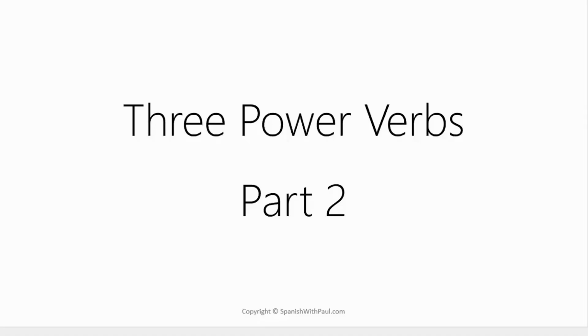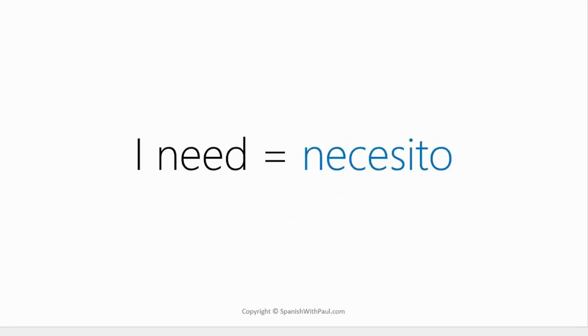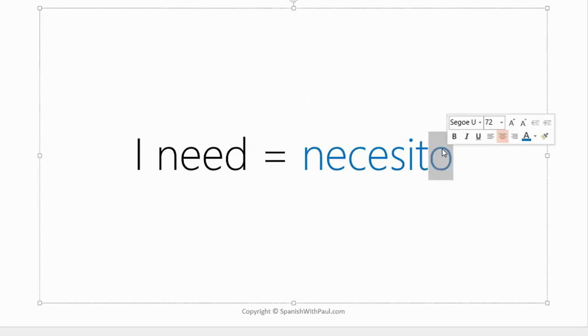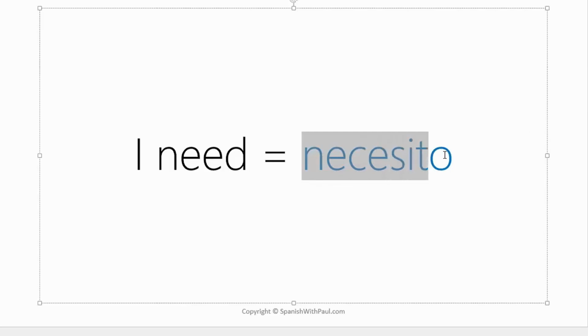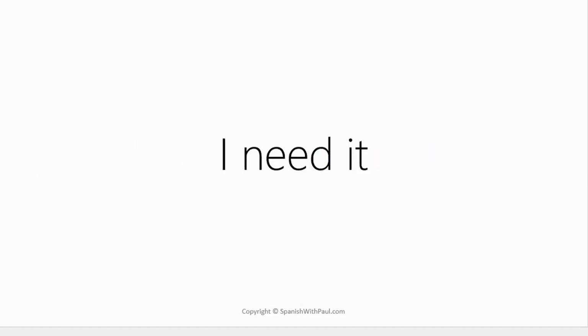Welcome to part 2. To say I need in Spanish is necesito. You can see here ending again in o, so it indicates the first person I need. Necesito is I need. How do you think you would say I need it? Lo necesito. So exactly the same as I want it. Lo quiero. The word order is always the same with the verbs: lo necesito.